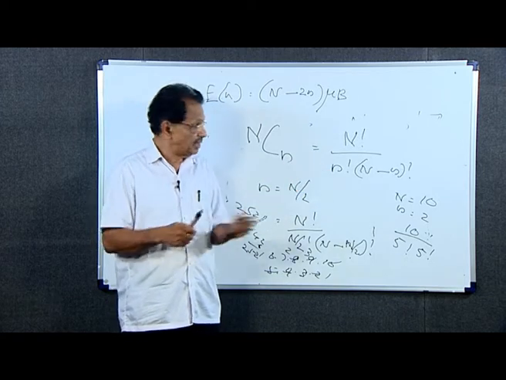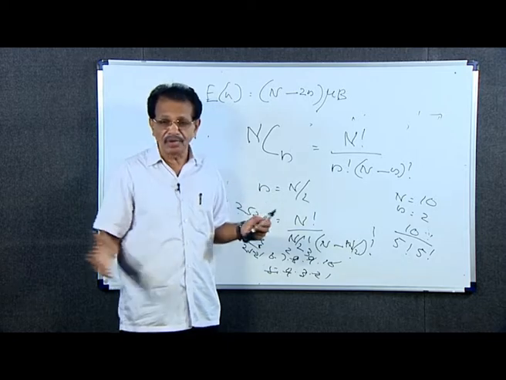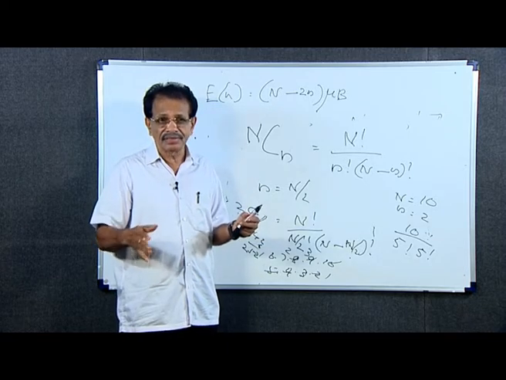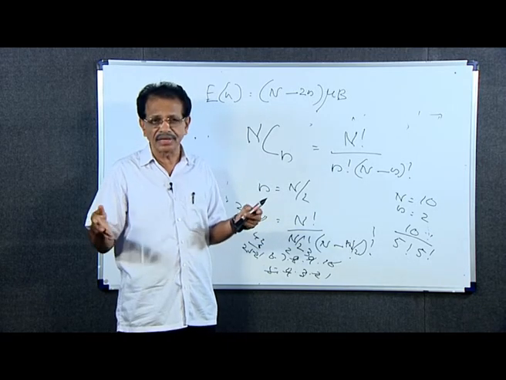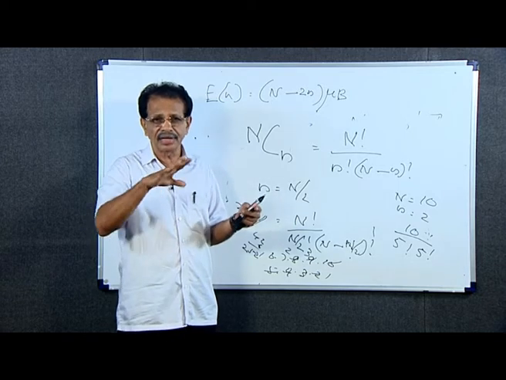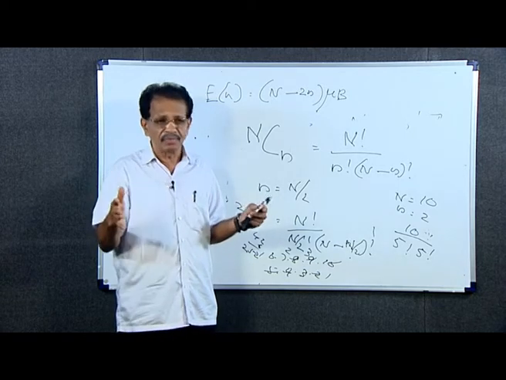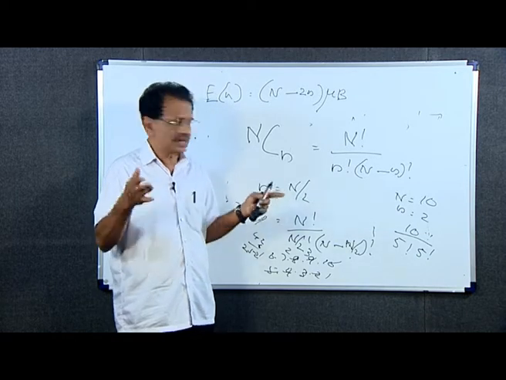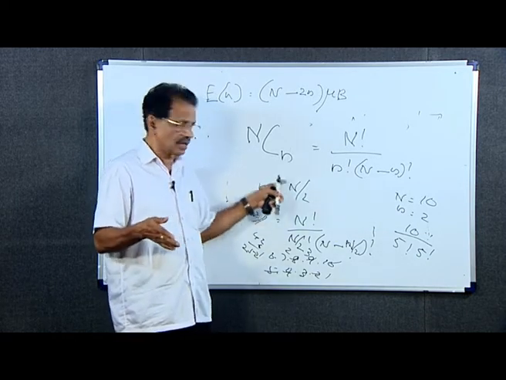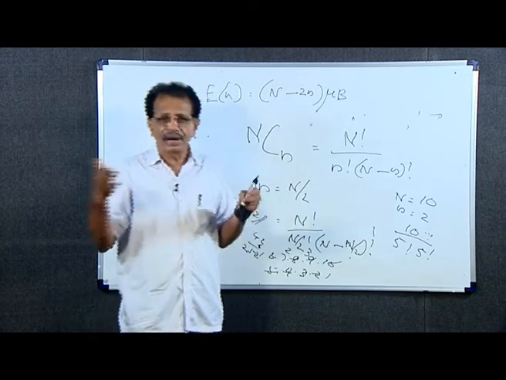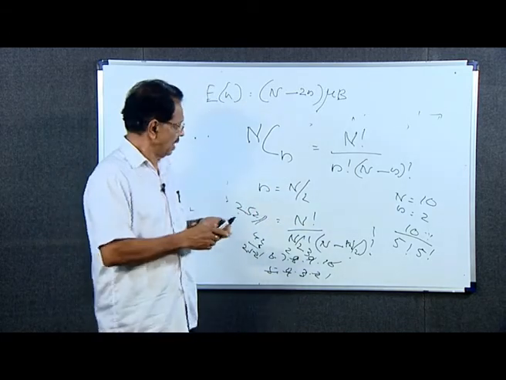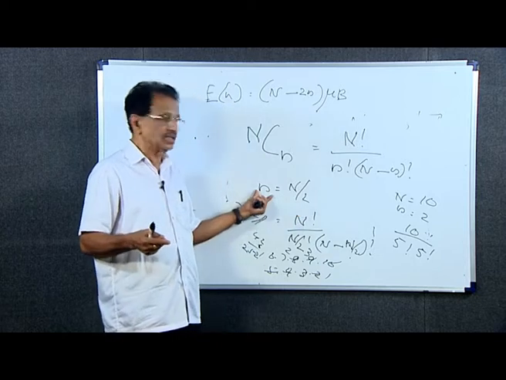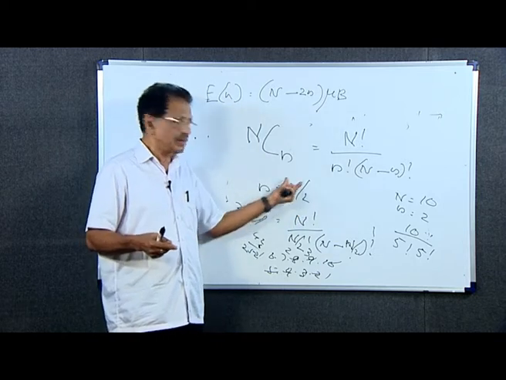What does it represent? You have a large number of possibilities, right? It is very difficult to identify which possibility is manifesting, so it is the totally random, maximum random state, highly disordered state. When n is equal to 0 or n is equal to capital N, the maximum order is there, right? The highly disordered state is when small n is equal to capital N by 2.